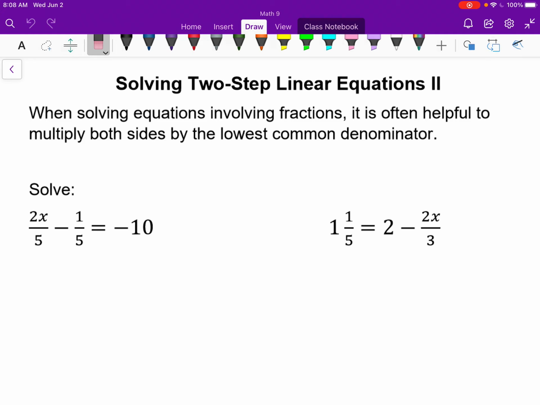And as it says at the top, when solving equations involving fractions, it is often helpful to multiply both sides by the lowest common denominator. But again, notice it says it's often helpful. None of these are rules you have to do. But if you look at either of these equations and they look a bit more daunting to you than what we did in the last lesson, then it's probably a good idea to get rid of these fractions right away.